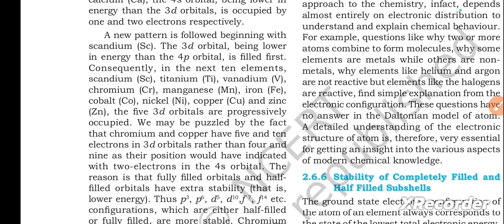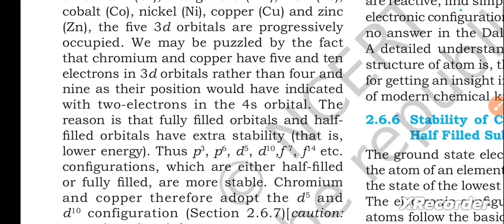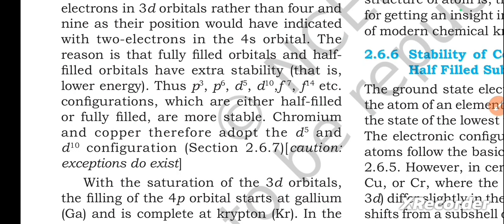orbitals are progressively occupied. We may be puzzled by the fact that chromium and copper have 5 and 10 electrons in 3d orbitals rather than 4 and 9, as their position would have indicated, with 2 electrons in the 4s orbital. The reason is that fully filled orbitals and half-filled orbitals have extra stability, that is, lower energy. Thus, p³, p⁶, d⁵, d¹⁰, f⁷, f¹⁴, etc.